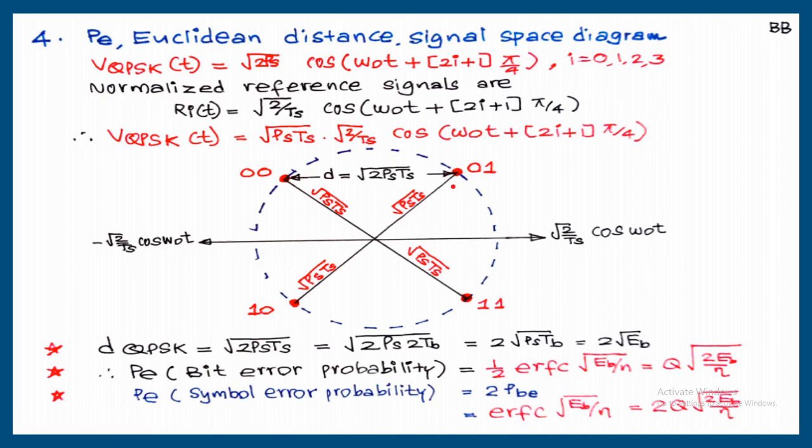And this was not calculated for binary system. The reason is for binary system there is no difference between bit or symbol. Both are same. So bit error probability and symbol error probabilities are same for binary system. The difference is only for 4-array system onwards. That is 4-array, 8-array, 16-array, 32-array, etc. M-array system. The difference is there between bit error and symbol error.